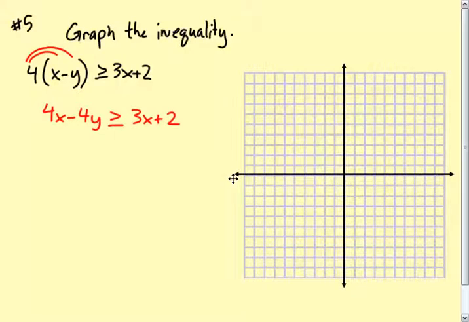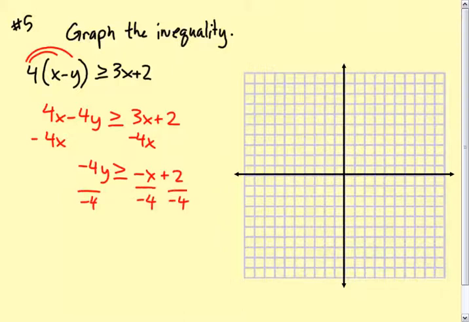Okay? What next? What do I do next, Drew? Okay, next you subtract 4x. Subtract 4x from both sides. And that's going to give me negative 4y is greater than or equal to negative x plus 2. Thank you, Drew. Robert, what next? All right, now you're going to want to divide by -4. Divide by -4 everything, right, Robert? Yeah. Okay.